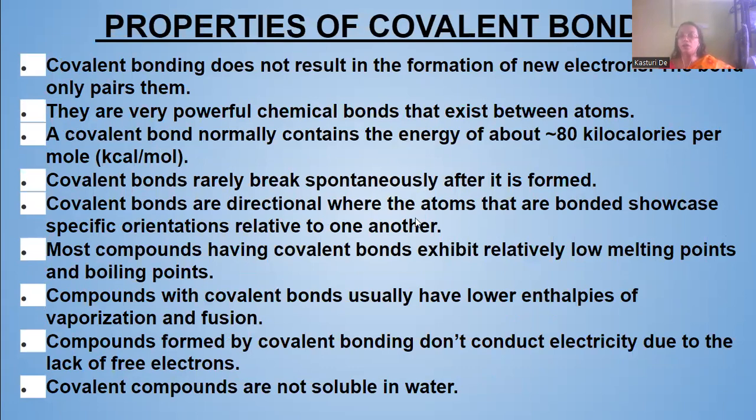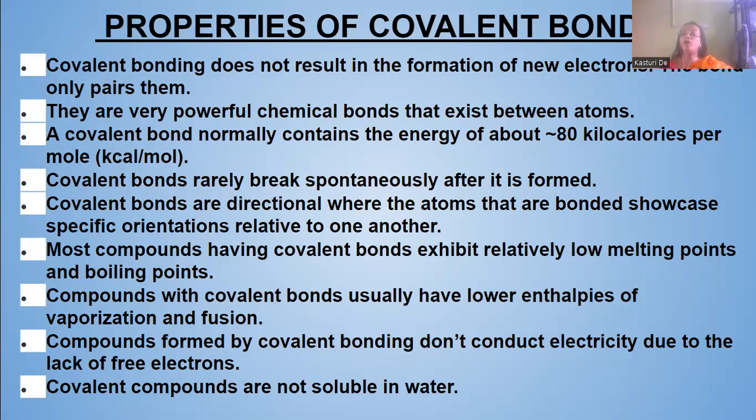Covalent bonding, what are the properties of covalent bonds? Covalent bonding does not result in the formation of new electrons. The bond only pairs them. No electrons are formed; it is sharing of electrons, so they will pair electrons. Then, they are very powerful chemical bonds that exist between atoms. These shared electrons make a very powerful chemical bond.